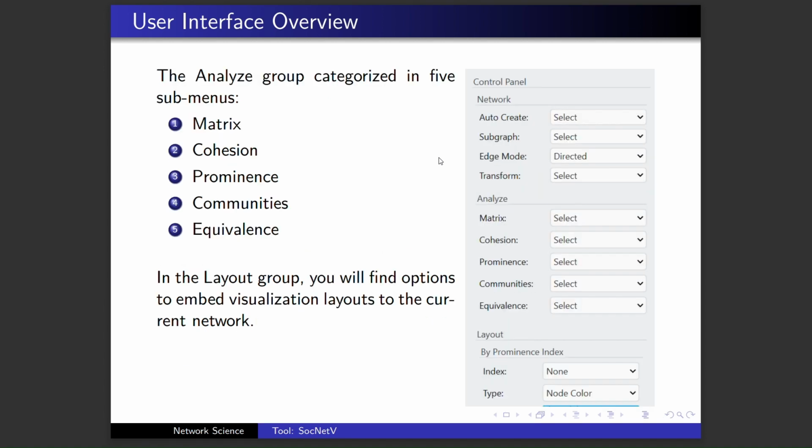The analyze group, as we can see in the image here, this is the control panel and all the options are listed in each category. So in the analyze group, we have matrix, cohesion, prominence, communities, and equivalence. All this will be discussed in detail later. Next, below is the layout group. It is used to change how the network will be visually appearing on the screen. You will find options to embed visualization layout to the current network.